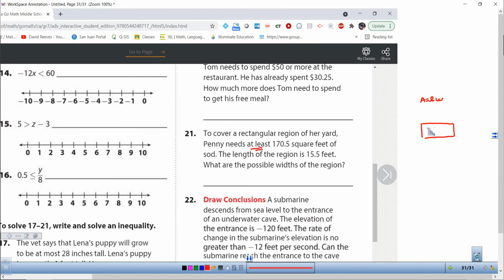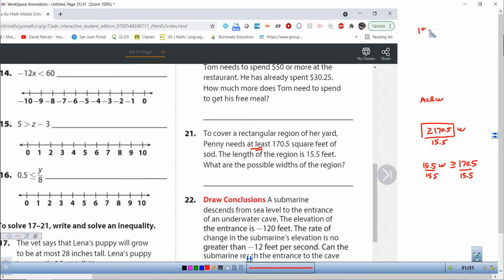So at least means greater than or equal to. So we want an area of greater than or equal to 170.5. And it says the length is 15.5, and here is my width. So 15.5 times W must be greater than or equal to 170.5. All right, so I'm going to divide both sides by 15.5.